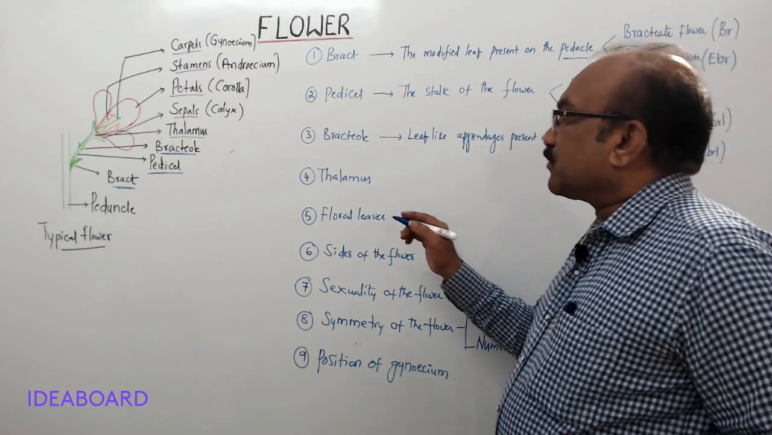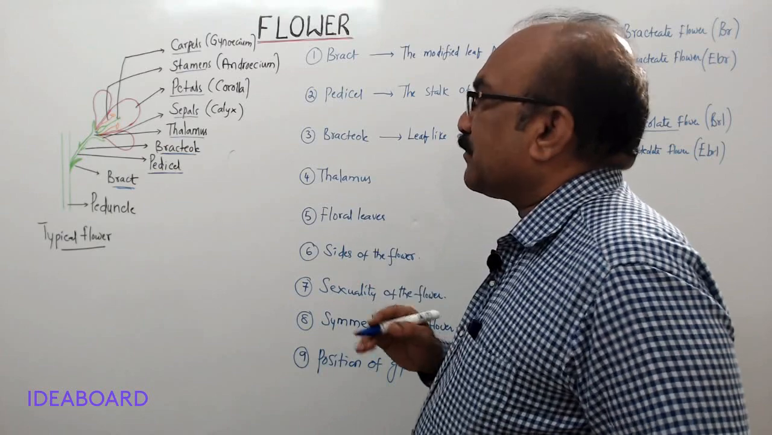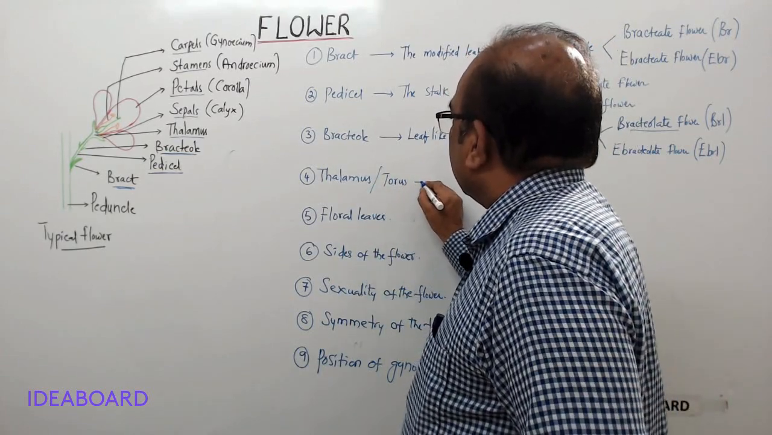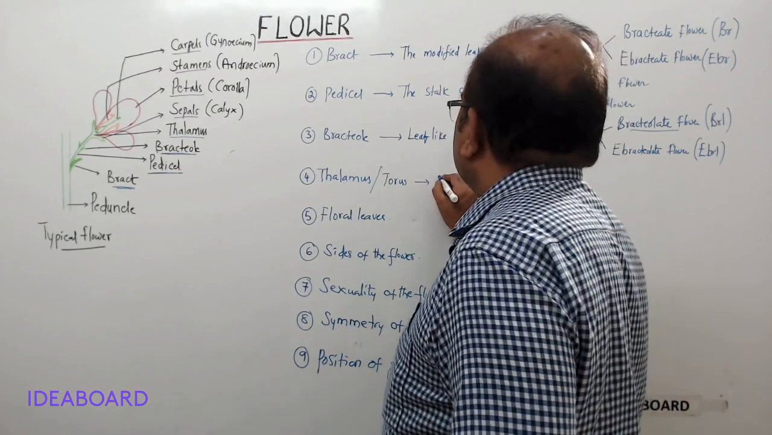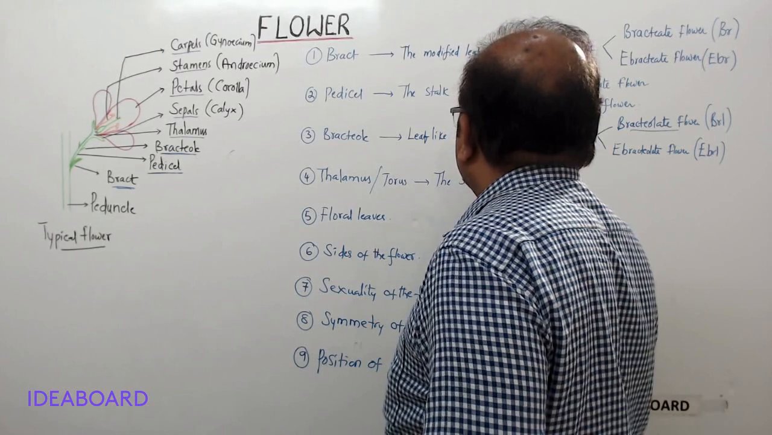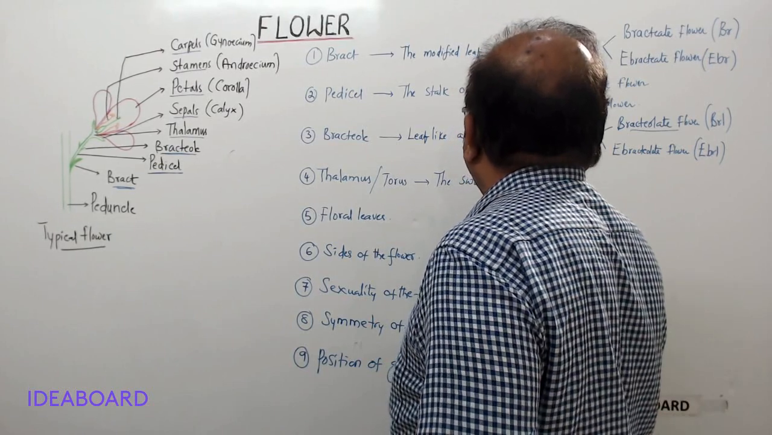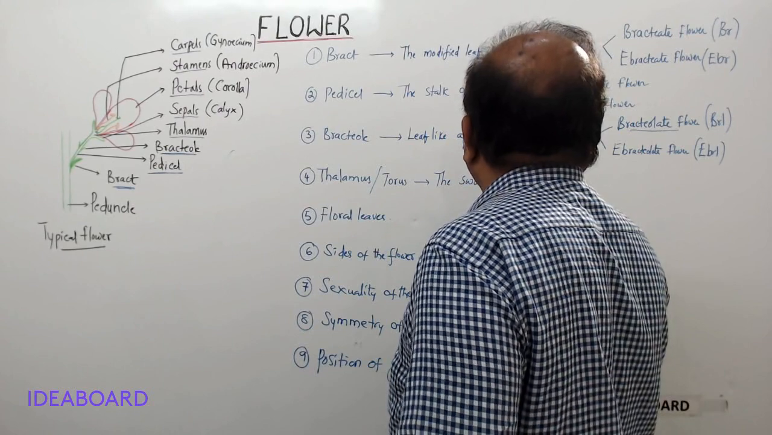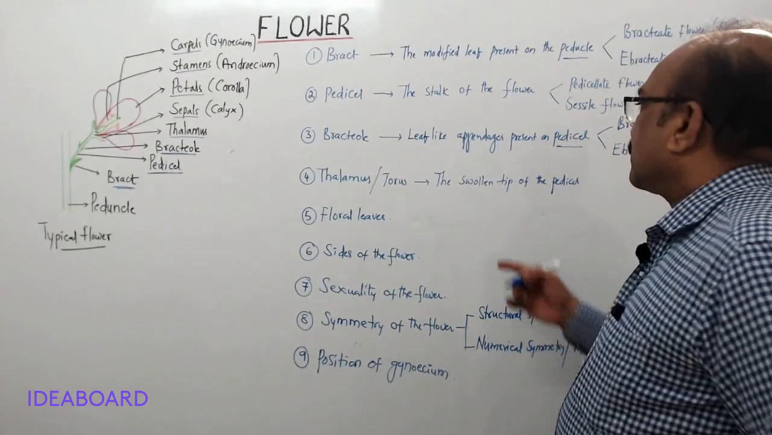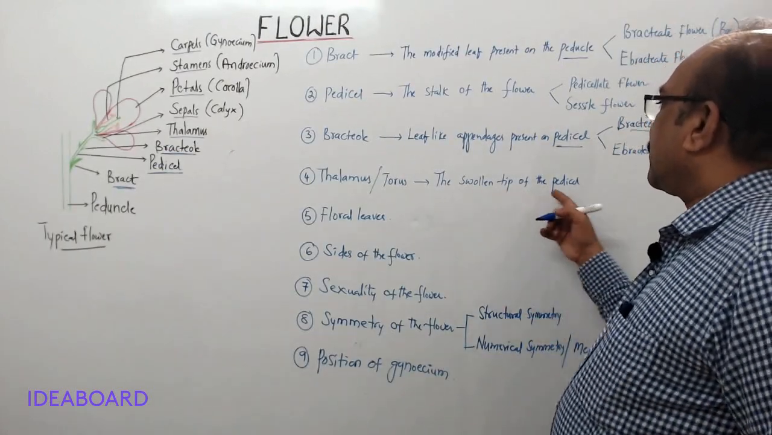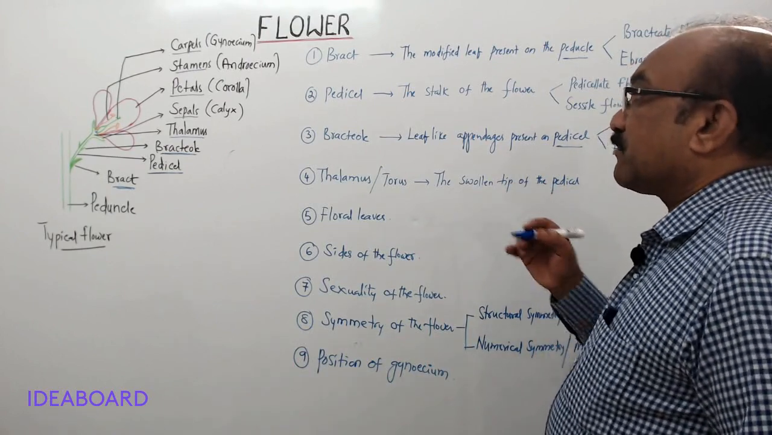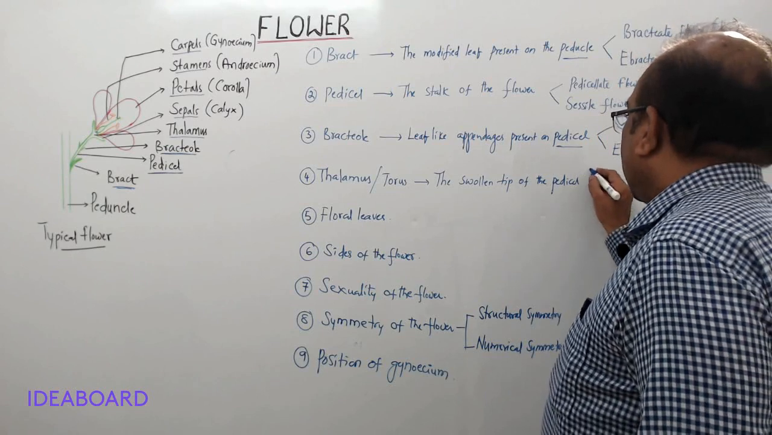And now we are coming to this fourth one, thalamus, and this is also called torus. The swollen tip of the pedicel. Okay, this definition is applicable when there is pedicel. But thalamus is present in all flowers. So that's why I'm writing like this.